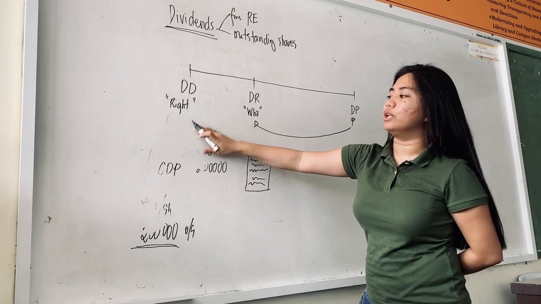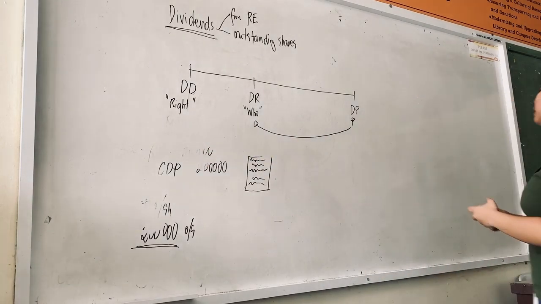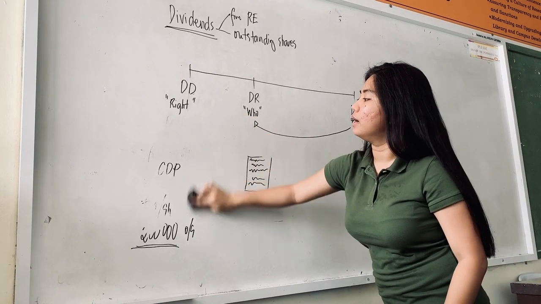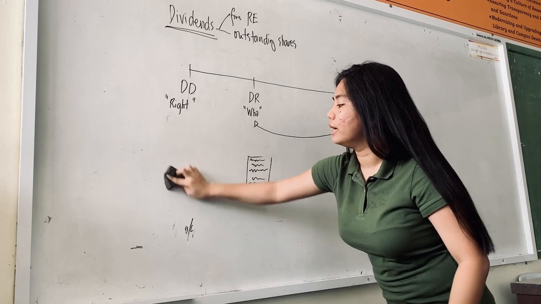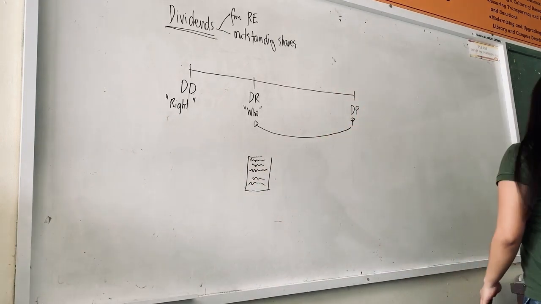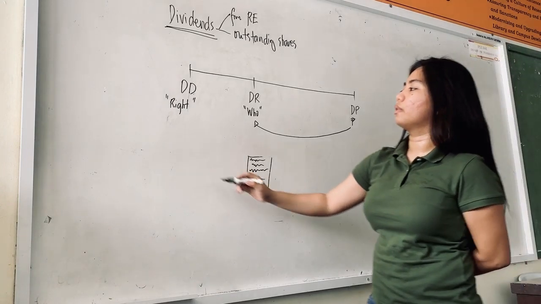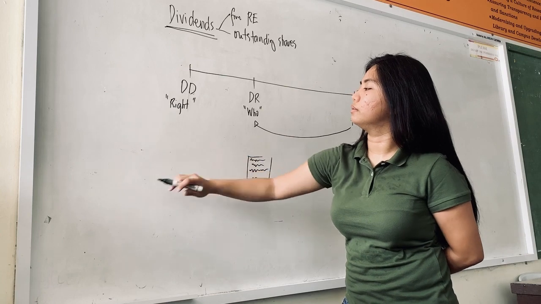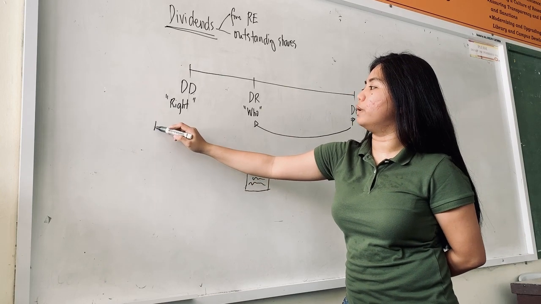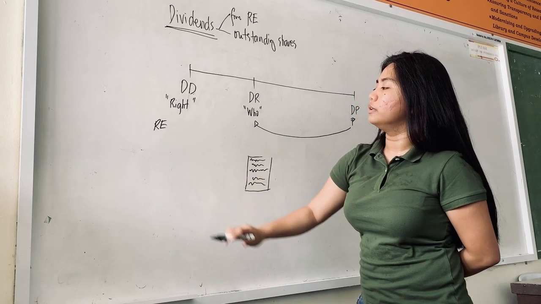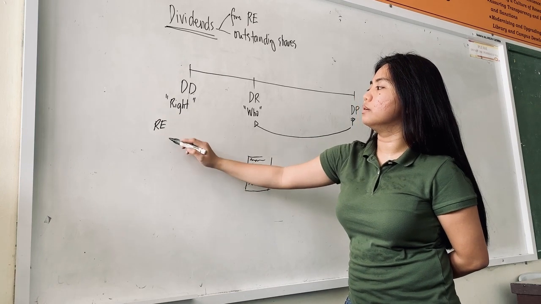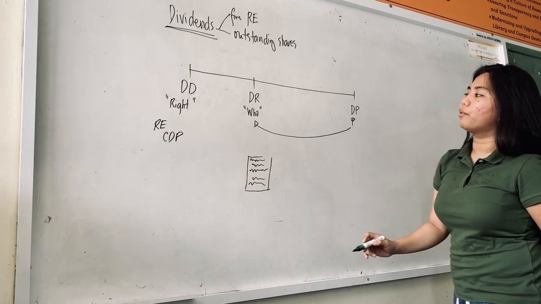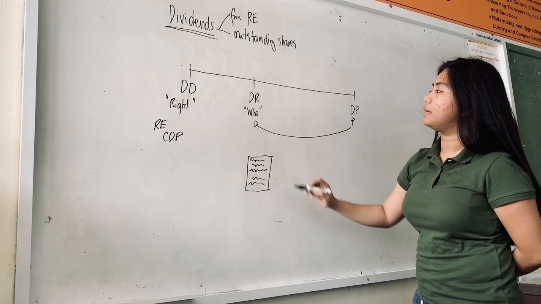Anyone na nandito, meron na agad entry. So, sa date of declaration, nilalagay na agad natin ang entry. Magkano ang estimated na ipapamigay natin? Okay? So, this is where you deduct the amount on the retained earnings. Then credit cash dividends payable. On the date of record, you determine who shall receive the dividends.